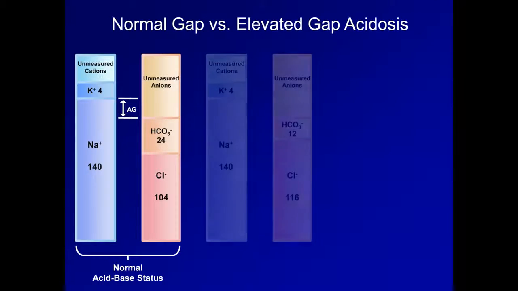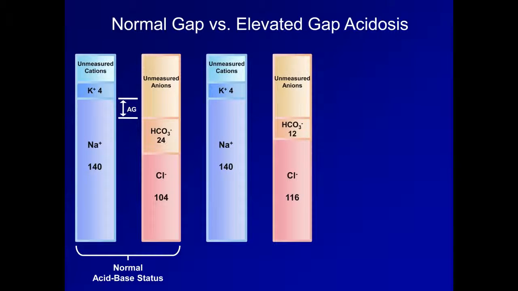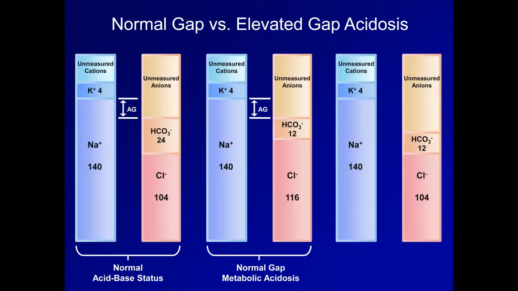In the next example, there is a deficiency of bicarb and an excess of chloride, such that the total of the two remains constant, thus the anion gap is the same. This is what is seen with a normal gap metabolic acidosis. In the last group, the bicarb is again low, but instead of excess chloride, there is an excess of unmeasured anions. As a consequence, the anion gap is elevated, and thus this is referred to as an elevated gap metabolic acidosis. The difference between a SID and a SIG acidosis is very similar.